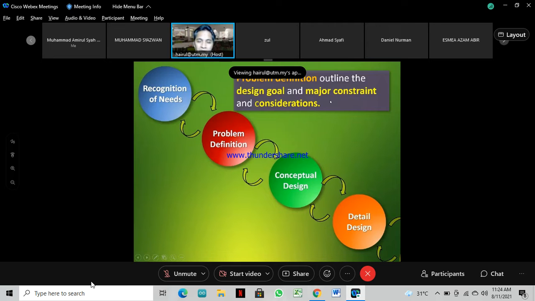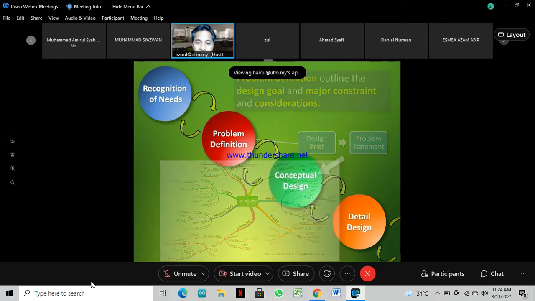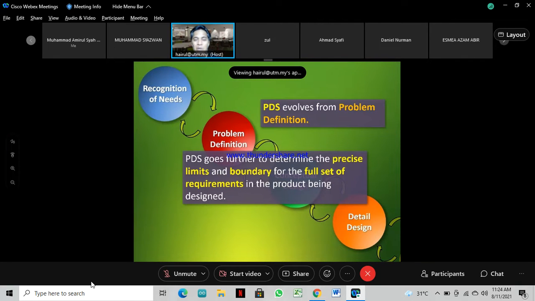You search the route, all the information finding, which gives you direction to search for information. It outlines the goal and the major constraints and considerations. After that, you do mind mapping and set the objectives for the problem. But for the PDS, after you do the objective mapping, you search for information, or you and your team members search for different information, then you compile it together, sit down together, and then you form the PDS.